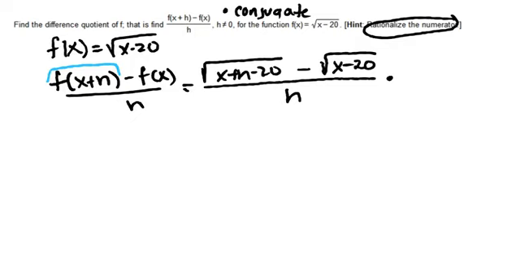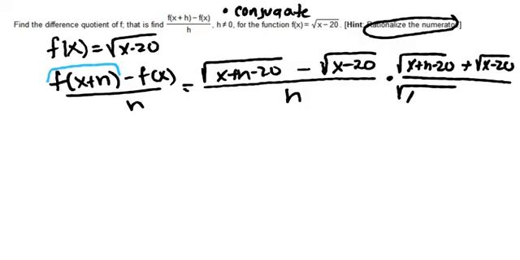So we're going to multiply by square root of x plus h minus 20 plus square root of x minus 20. And we're going to do that on both the numerator and the denominator. And the reason why we're doing it on both the numerator and denominator is because when we put it in both, we're multiplying by a form of 1, and multiplying by 1 doesn't change the expression.